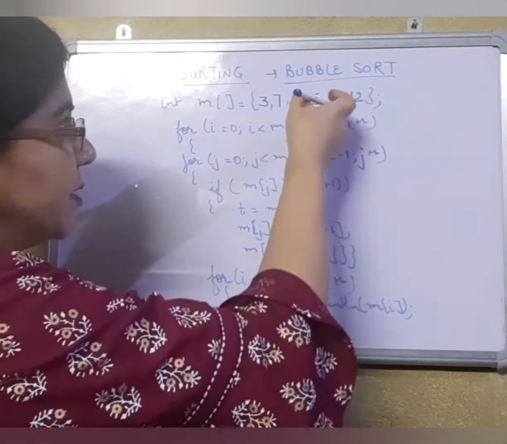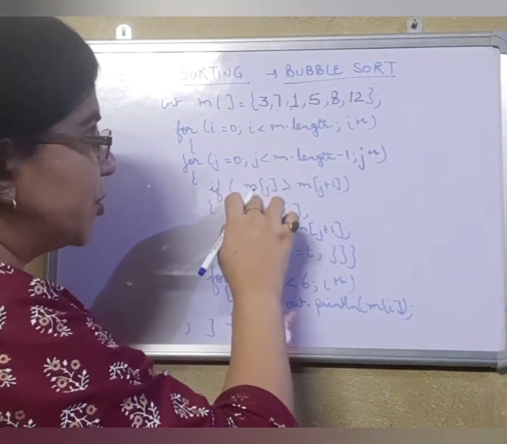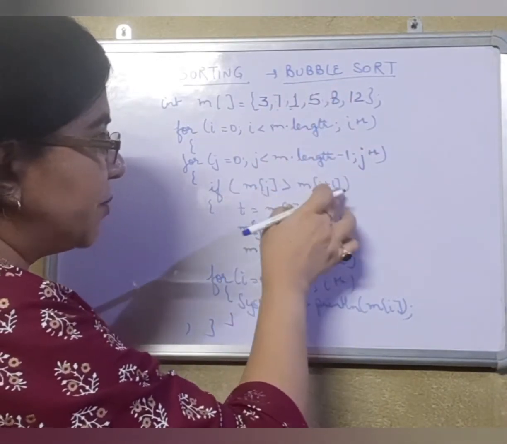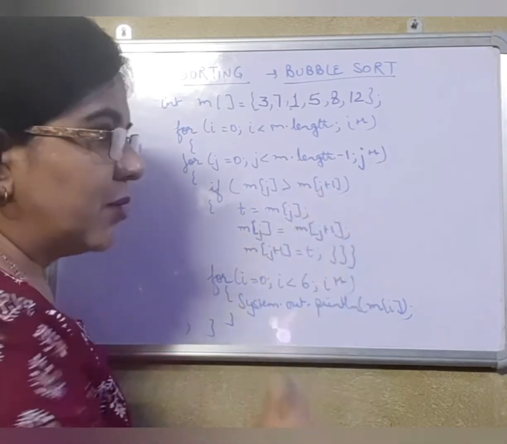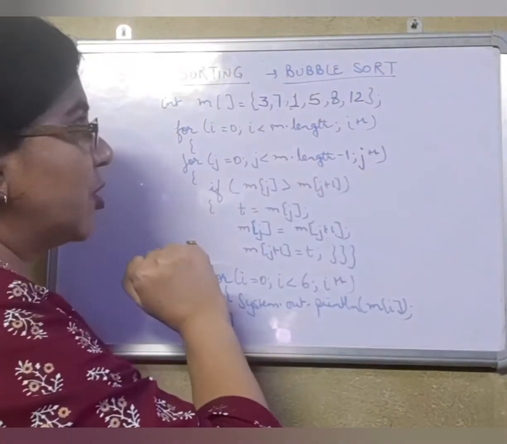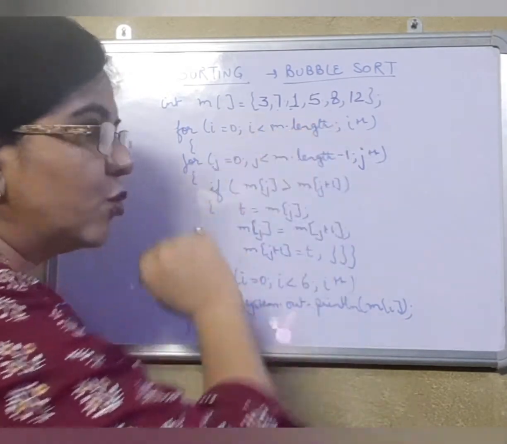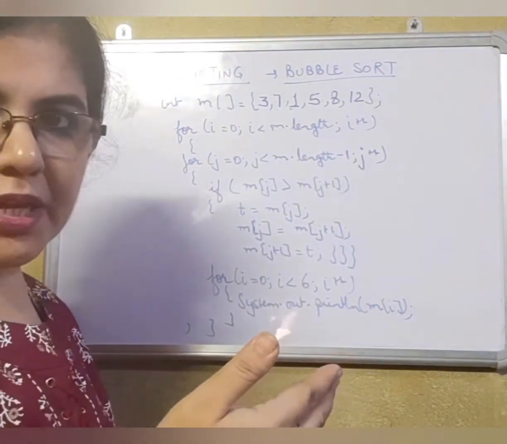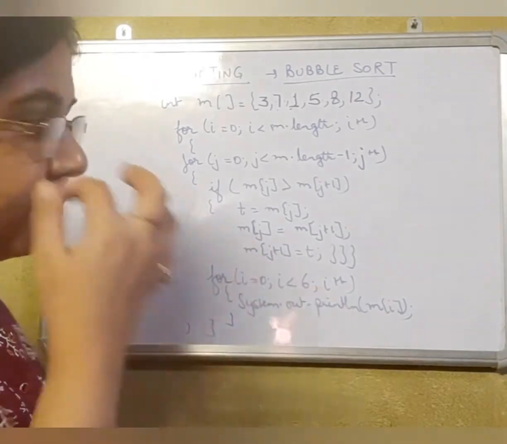Then j plus plus becomes 4. At fourth position we have 8. 8 is being compared with the last position 12, but 8 is not greater than 12. And the j loop has stopped. Now we are getting one more result: the next bigger number, 8, has moved to the end.